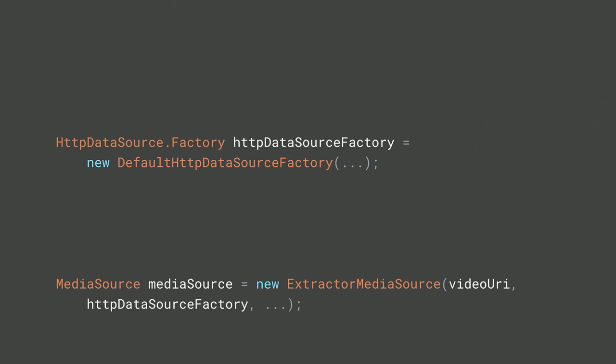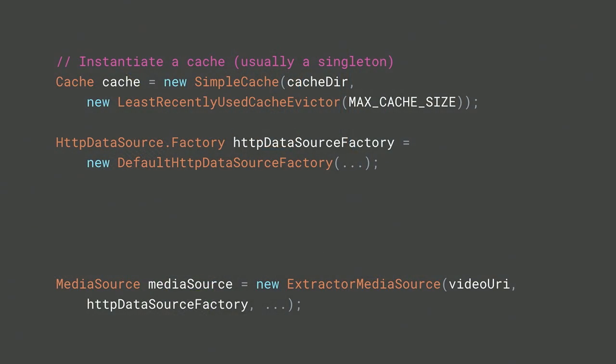As another example, let's say that you know that users are going to rewind videos quite a lot, so you want to add a cache in so that the player doesn't repeatedly load the same media off the network. ExoPlayer has a simple cache which you can use. And in this example, I'm passing in a least recently used cache evictor.